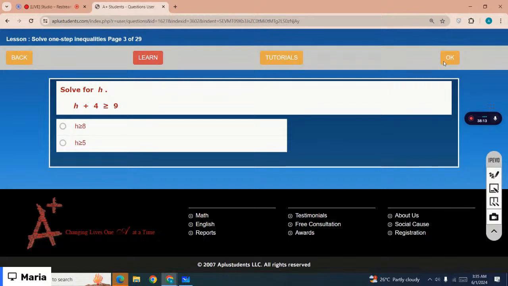The next one is solve for h. So which is the correct option? The correct option is, yes, that is h is greater than or equal to 5. Option number 2 is the correct option.